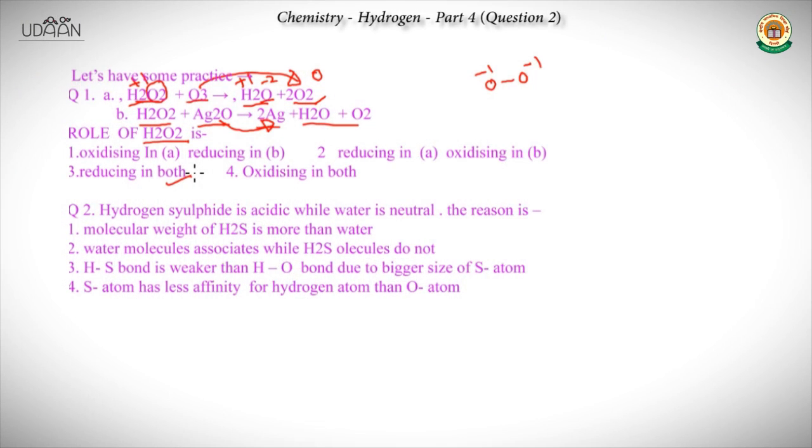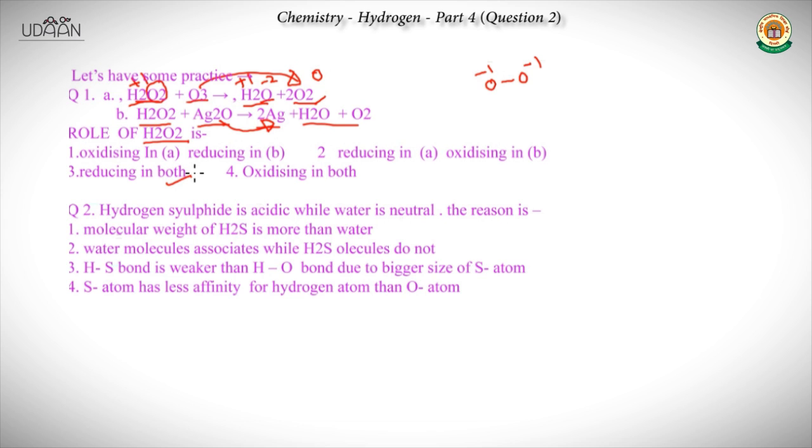It states that hydrogen sulfide is acidic while water is neutral, and what is the reason for it, where the options are given. First one is that molecular weight of H2S is more than water. Second, water molecules associate while H2S molecules do not. Third one is S-H bond is weaker than O-H bond due to bigger size of the sulfur atom. And the fourth is sulfur atom has less affinity for hydrogen atom than O atom. So Deepak will tell us.